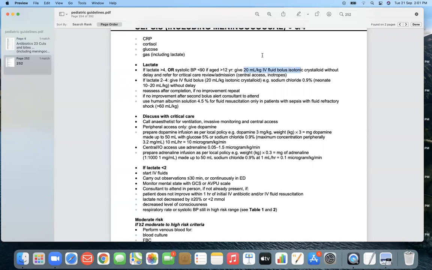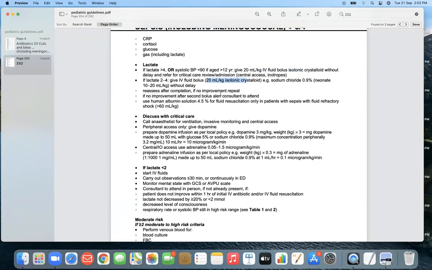So in blood gas, lactate more than 4 or systolic BP less than 90 and the child is 12 years old. So you'll start 20 ml per kg isotonic saline, normal saline usually. If lactate 2 to 4, give IV fluid bolus 20 ml per kg isotonic crystalloid, example sodium chloride 0.9%. And if neonate, make it 10 to 20 ml per kg depending upon your situation.